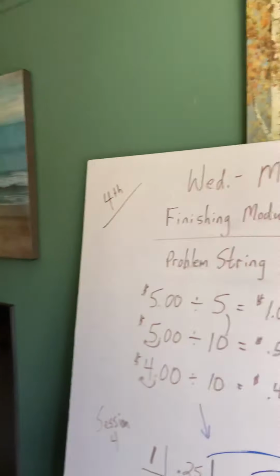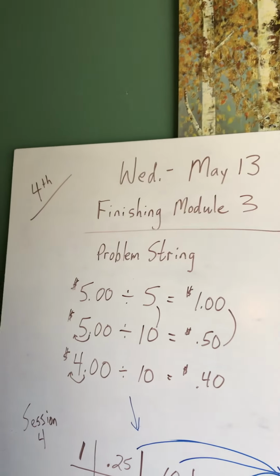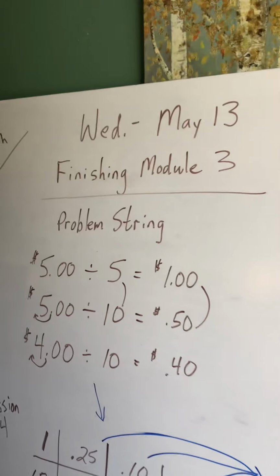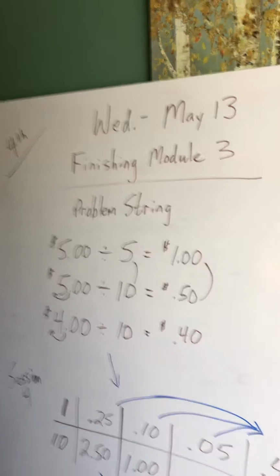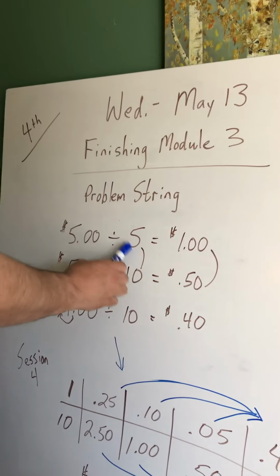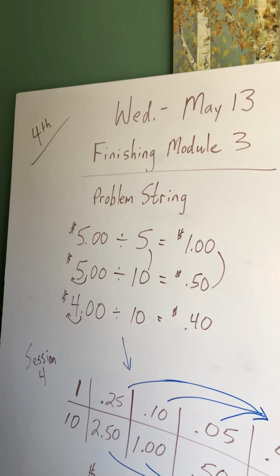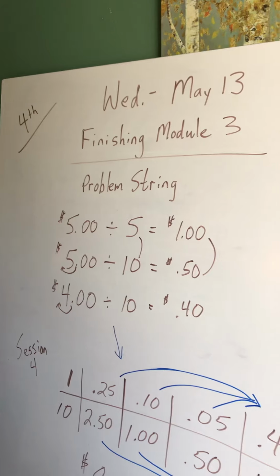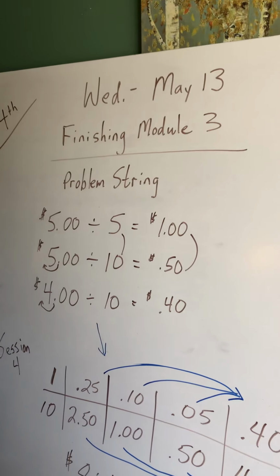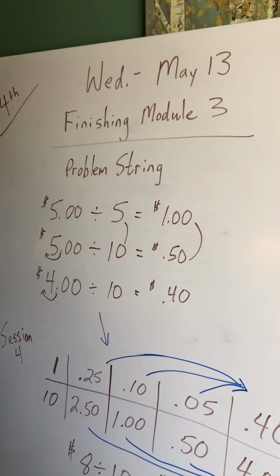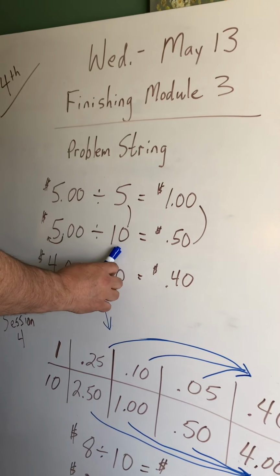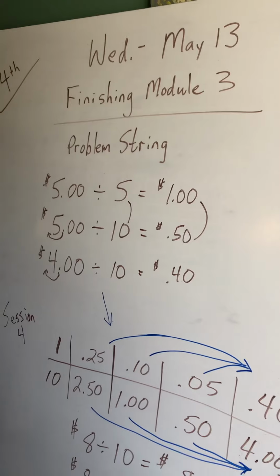So let's look at Module 3. In the Teacher's Edition, they gave a problem string, okay? So if you've got $5 and you've got 5 friends, that's easy. Here's $1, each gets $1. $5 divided by 5 equals $1. Well, what happens when you double the people? Okay, but you still only have $5.